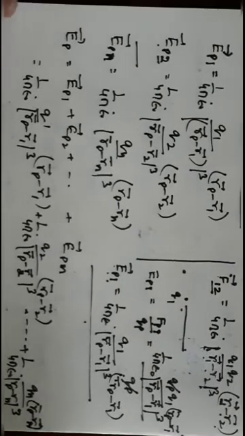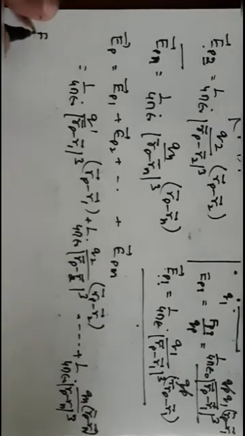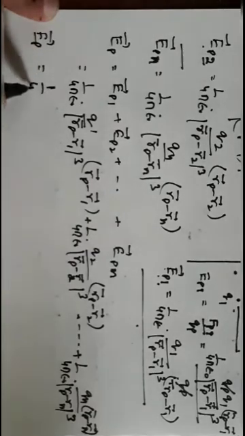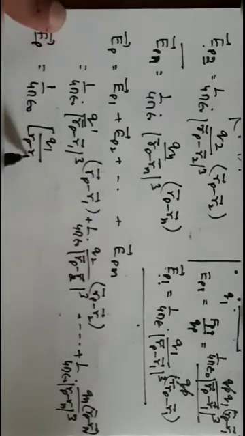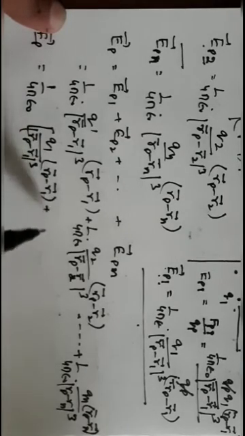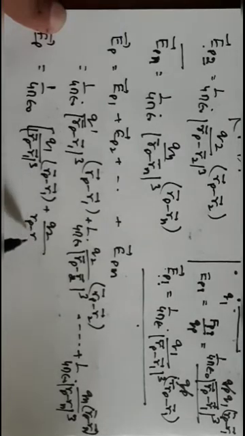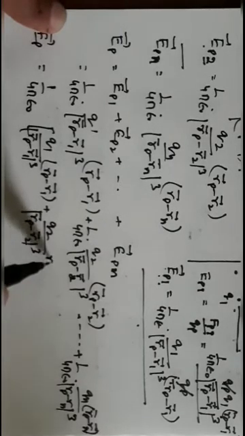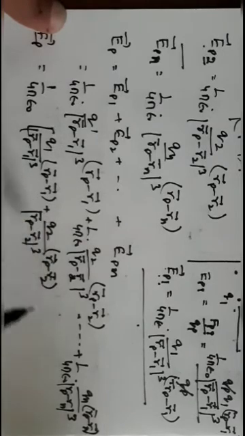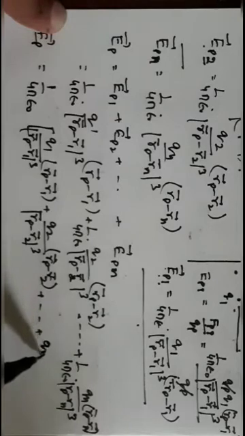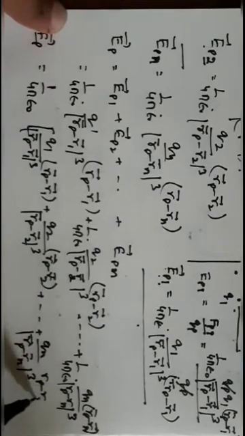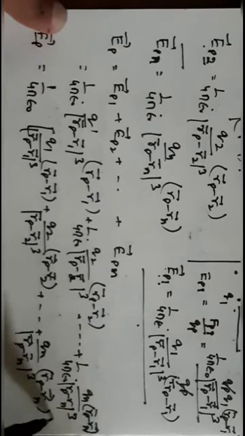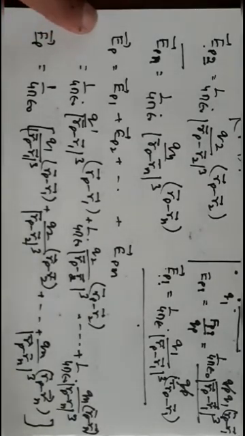Now let us simplify it. So what we get: the electric field at point P is equal to 1 upon 4 pi epsilon naught, which is common, and we are left with Q1 times the vector Rp minus R1 over mod Rp minus R1 cube, plus Q2 times the vector Rp minus R2 over mod Rp minus R2 cube, and so on up to Qn times the vector Rp minus Rn over mod Rp minus Rn cube. So this is the electric field due to n number of charges.